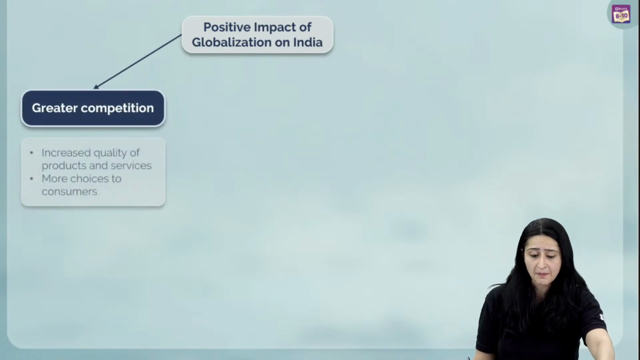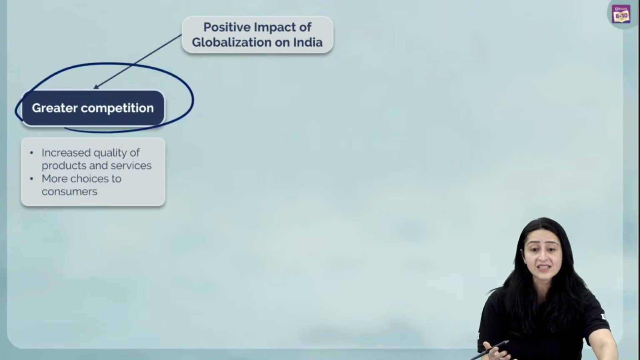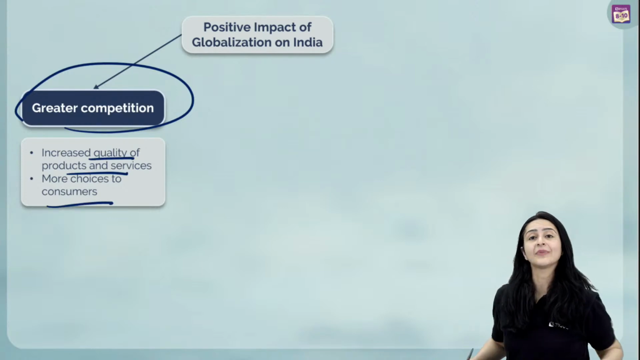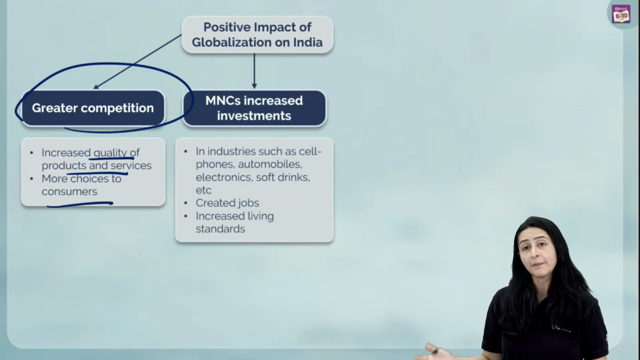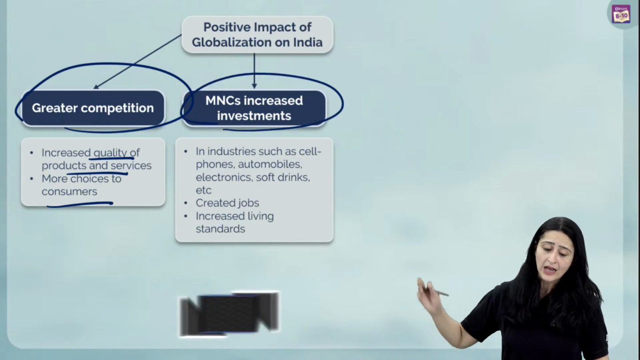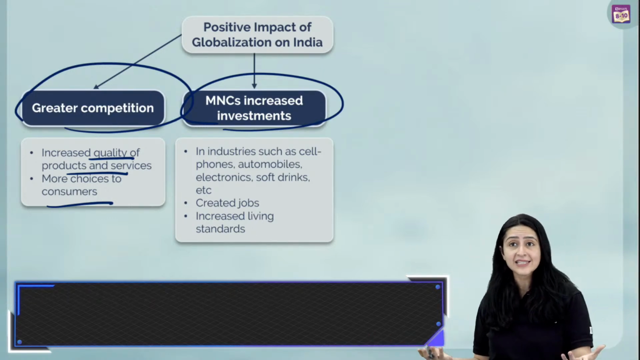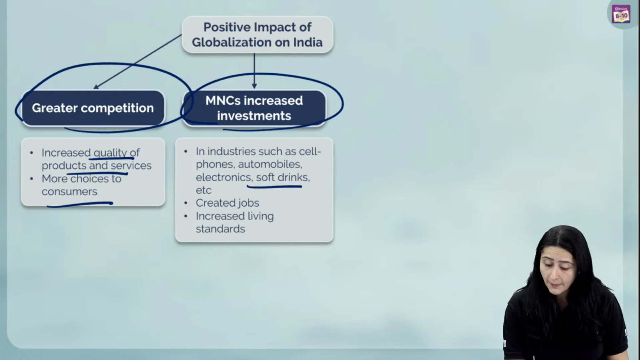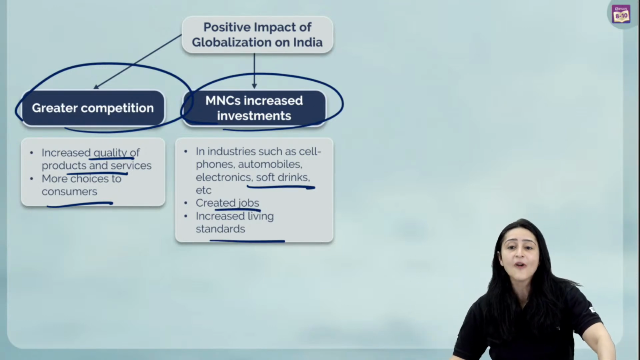So in terms of positive impact of globalization on India, this has facilitated greater competition. As a result of this, there is increased quality of products and services, and there is more choice to consumers. So this is a positive impact of globalization. Because of globalization, MNCs have increased their investments over here. So there are more industries which have goods by MNCs, such as automobiles, cell phones, soft drinks, etc. So we as consumers have more choices. There are more jobs for people, and there is an increased standard of living.